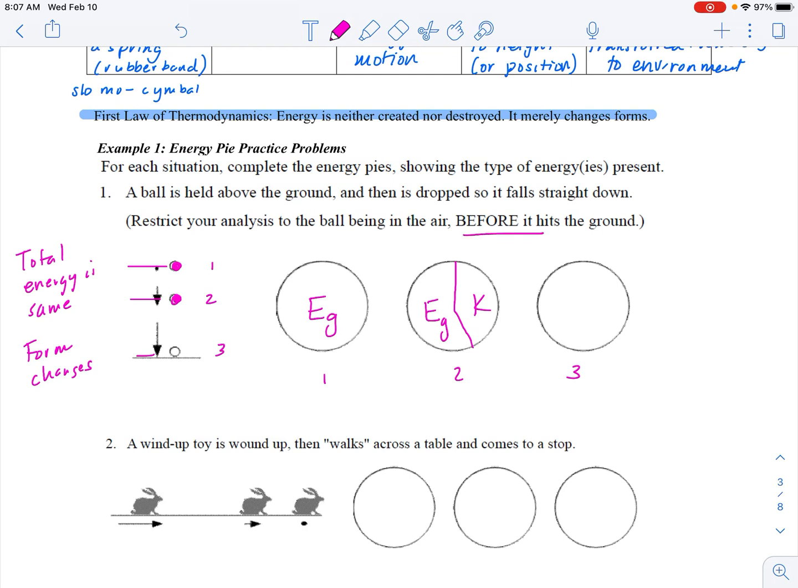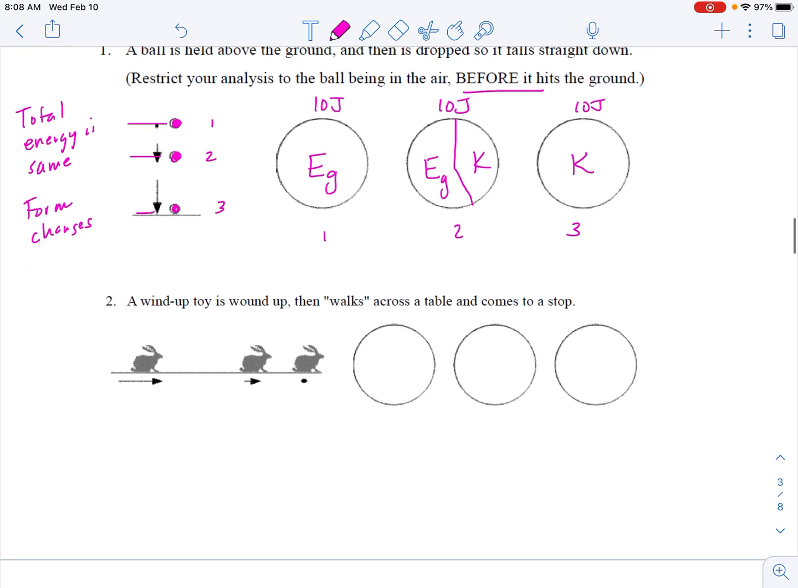And then the instant before it hits the ground at position 3, all of that gravitational potential energy has been converted into kinetic energy. The total amount of energy is the same. So if the object started with 10 joules of energy, it's got 10 joules of energy in each pie. It's just that the type of energy has changed.